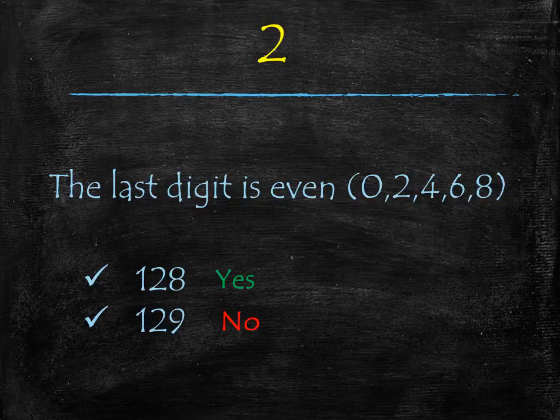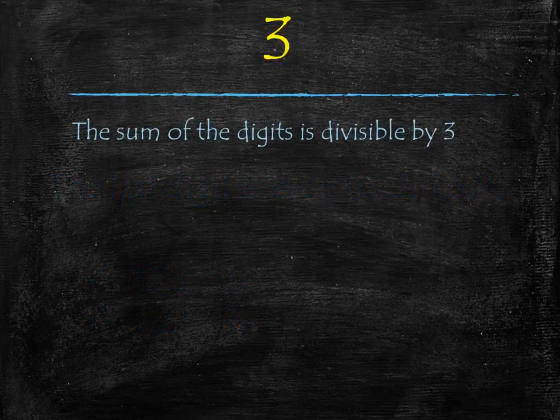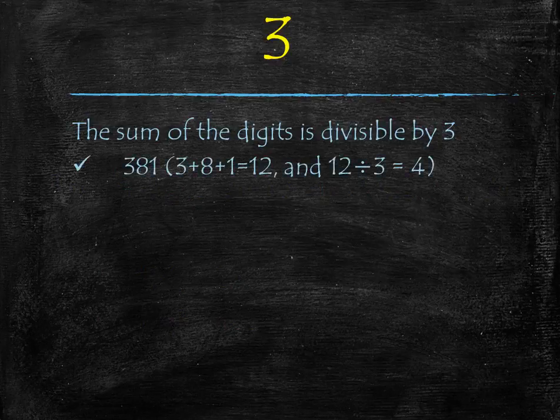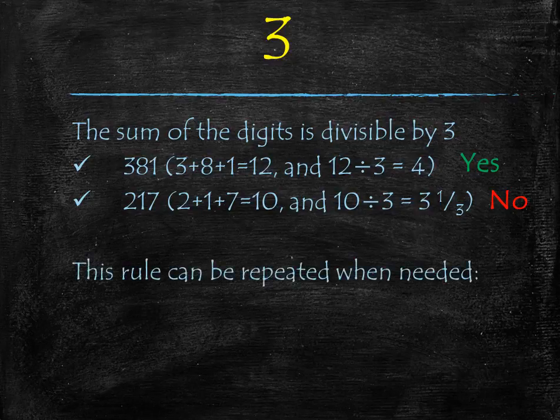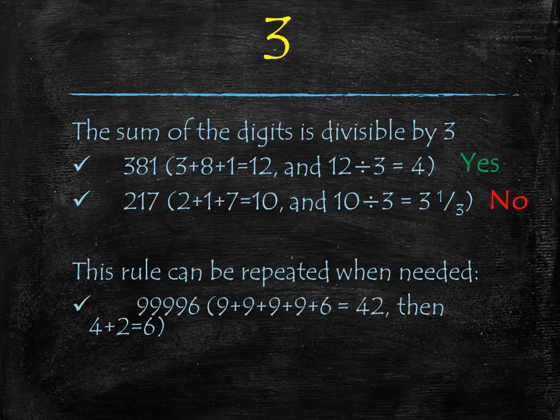Next, 3. If the sum of the digits is divisible by 3, then that number is divisible by 3. For example, 381. 3 plus 8 plus 1 equals 12. So yes, 381 is divisible by 3. 217. 2 plus 1 plus 7 equals 10. Not divisible by 3, so no. This rule can be repeated for larger numbers.